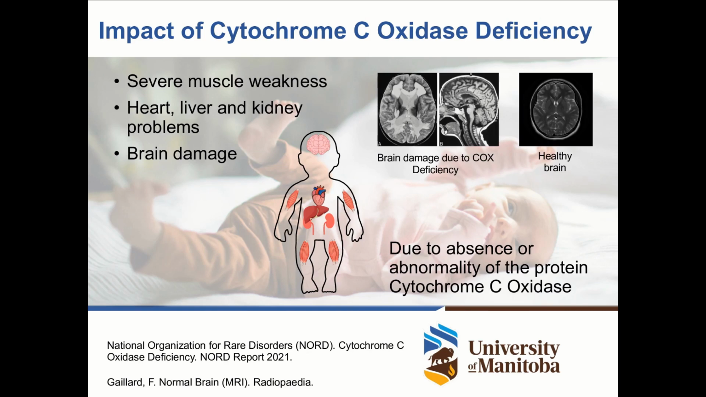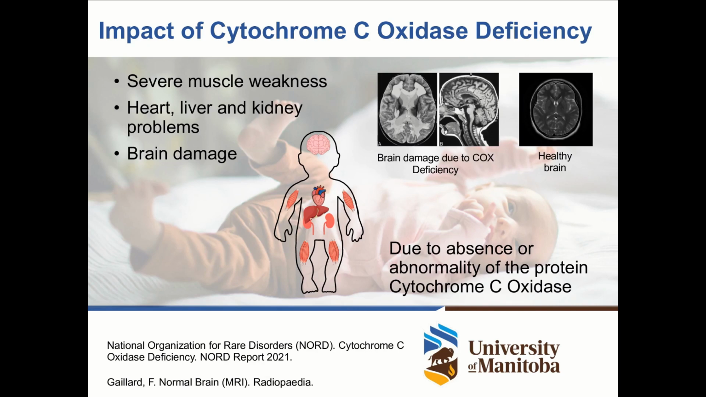So if there's a deficiency due to the absence or abnormality of the protein cytochrome C oxidase, this leads to severe muscle weakness, heart and liver, kidney problems, and even brain damage. This is a disease that affects newborn babies. Right at the moment, there is no routine screening for this deficiency until symptoms present themselves. However, if this disease is caught very early, there is medication that can be administered to minimize these effects on the human body.